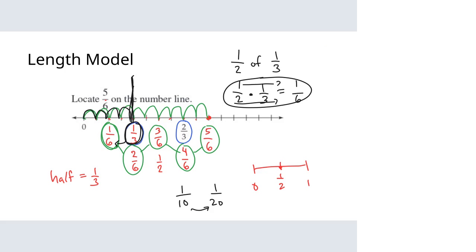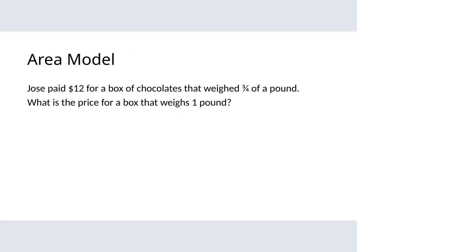All right. Okay, let's move off the length model for a minute and talk about the area model some. The area model is going to be really valuable for us with problem solving, and this is the first example of that. Jose paid $12 for a box of chocolates that weighed 3/4 of a pound. What is the price for a box that weighs 1 pound?